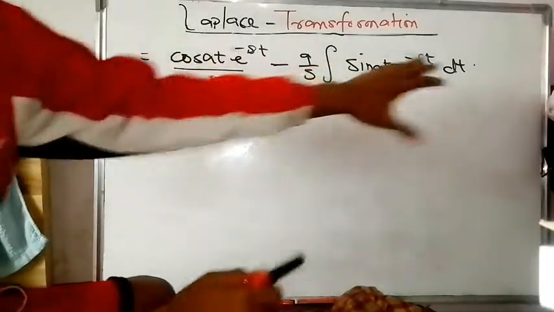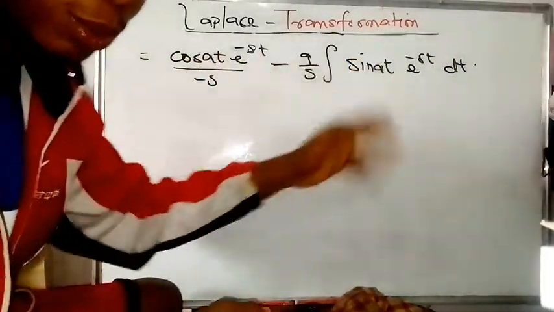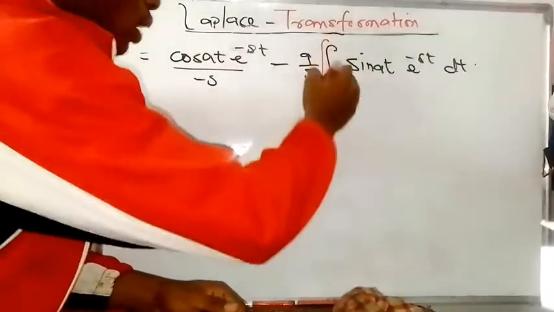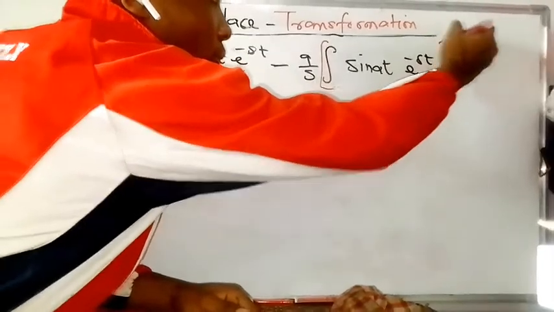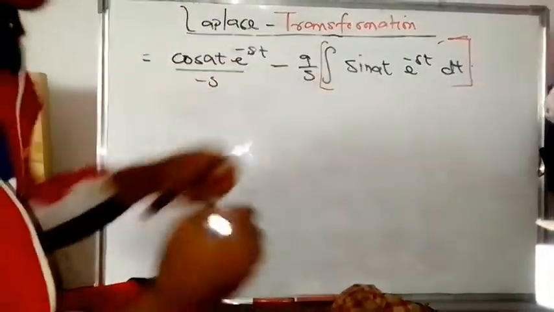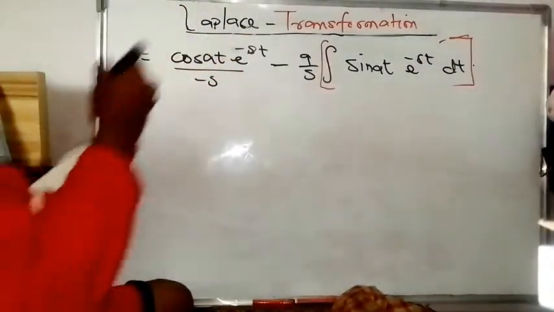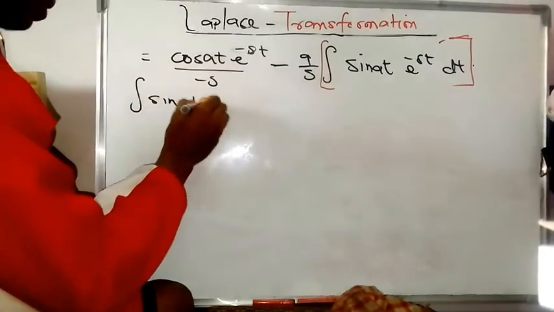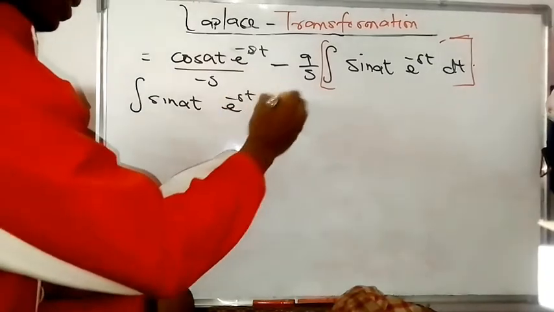So this is where we stopped recently before I had to rub off the board, so we continue from where we stopped. I said we need to integrate this again. So integrating it again, we'll be having the integral of sine at exponential minus st dt.